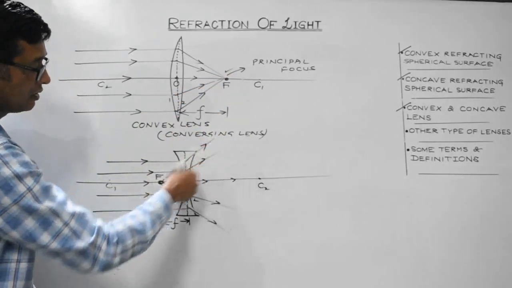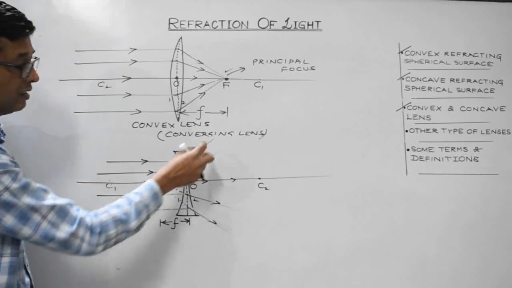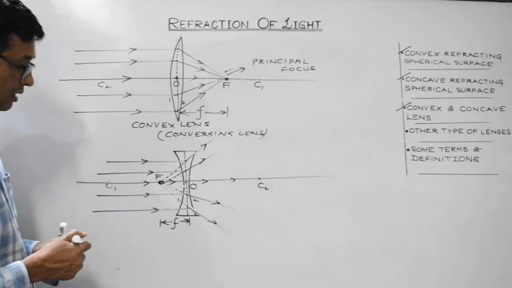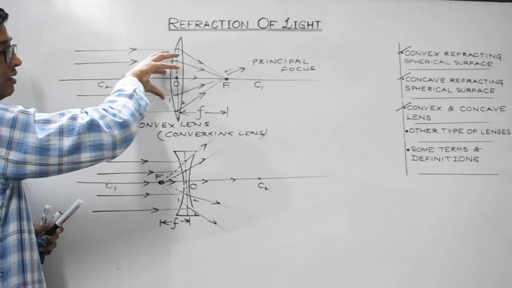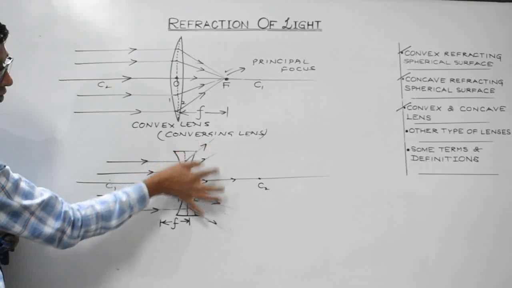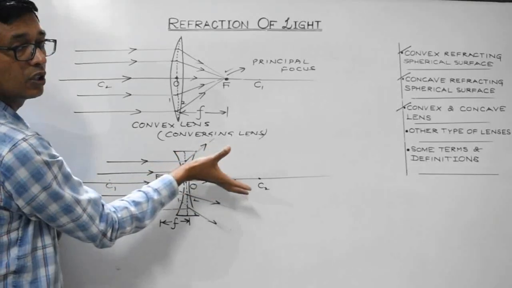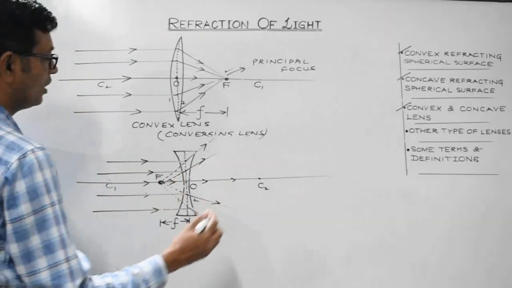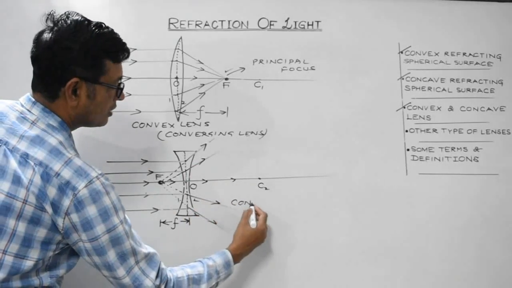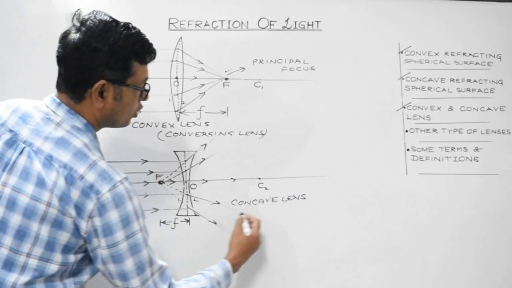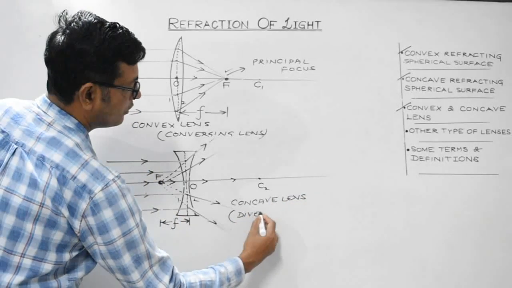But if it is produced in the backward direction, then the refracted rays appears to be coming from a particular point. Here, the rays are converging at a particular point, and here it is appearing as if these rays are emerging from a particular point, diverging from a particular point. So this is the reason why concave lens is also known as a diverging lens.